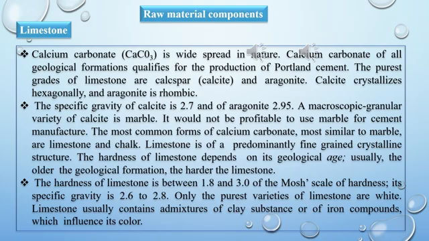A macroscopic granular variety of calcite is marble. It would not be profitable to use marble for cement manufacture. The most common forms of calcium carbonate, most similar to marble, are limestone and chalk. Limestone is of predominantly fine grained crystalline structure. The hardness of limestone depends on its geological age. Usually, the older the geological formation, the harder the limestone.